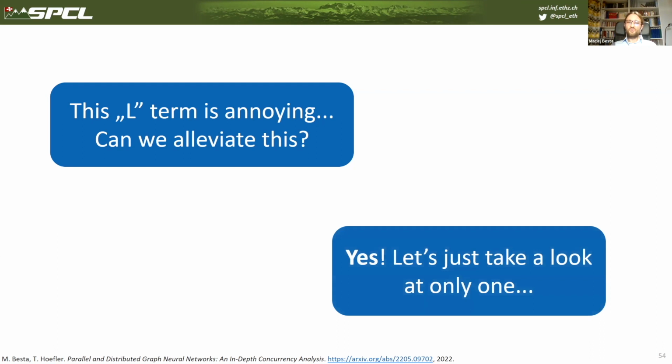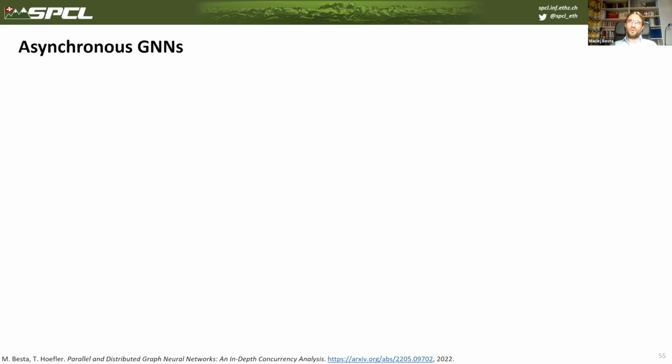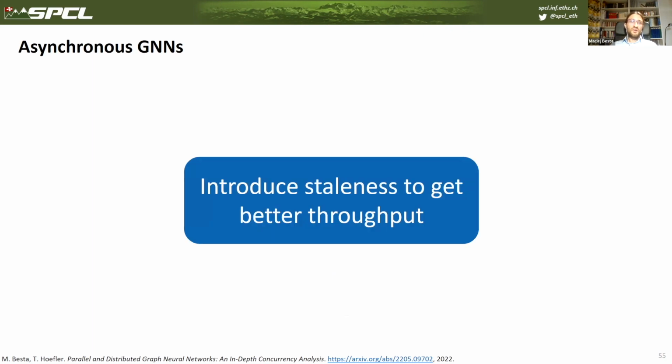Yes, the answer is that we can actually do it. And we can do it in a couple of different ways. Let's just take a look at one class of schemes that we can now grab to actually make this L in practice lower. So I'm not going to show you now any asymptotic advantages. I'm only going to show you a path to actually doing this more effectively in the future, because what I'm going to introduce now is in most cases actually not yet explored in the context of practical implementations or outcomes. So what I'm going to discuss are asynchronous graph neural networks, in which we introduce some staleness in the formulation and or in the execution to get better throughput, and in practice lower this L term.